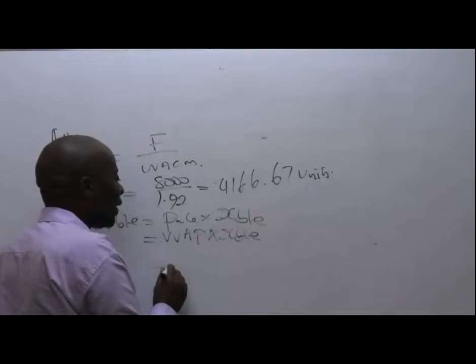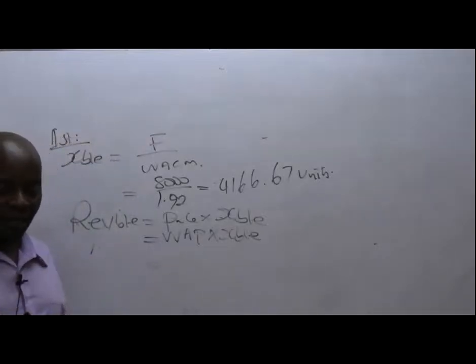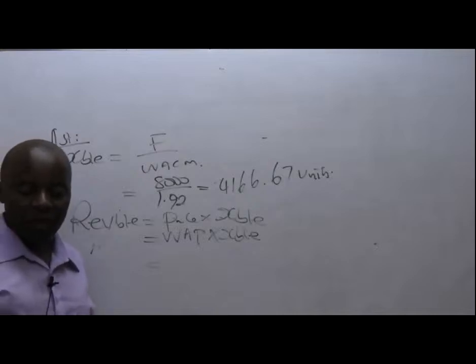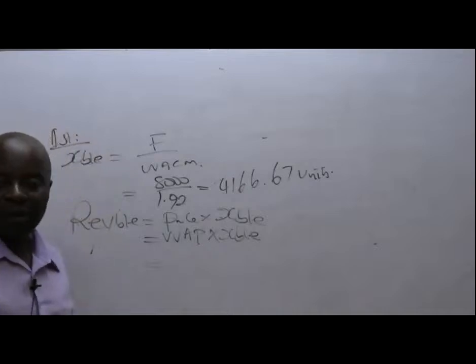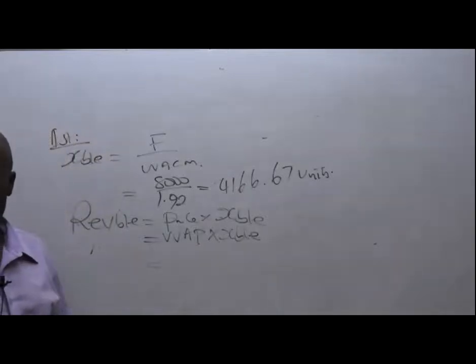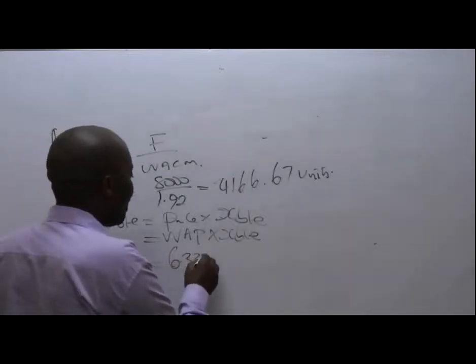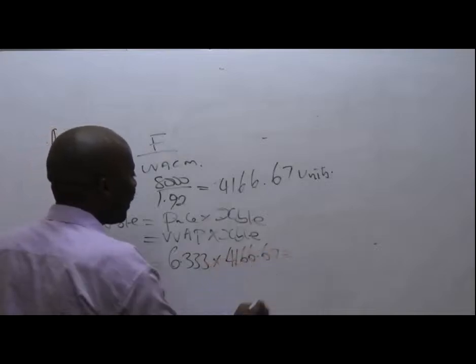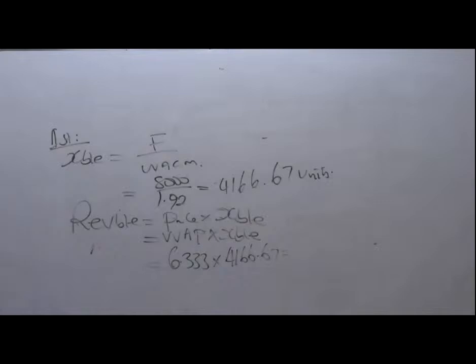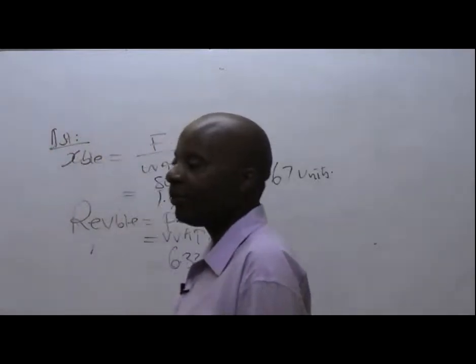I would want to know whether there is any student who is able to remember the WAP, because there are many prices here and we would want to work with an average. Is there anybody? 6.333. So this is 6.333 times 4166.67, like that. Could you kindly give us this answer?